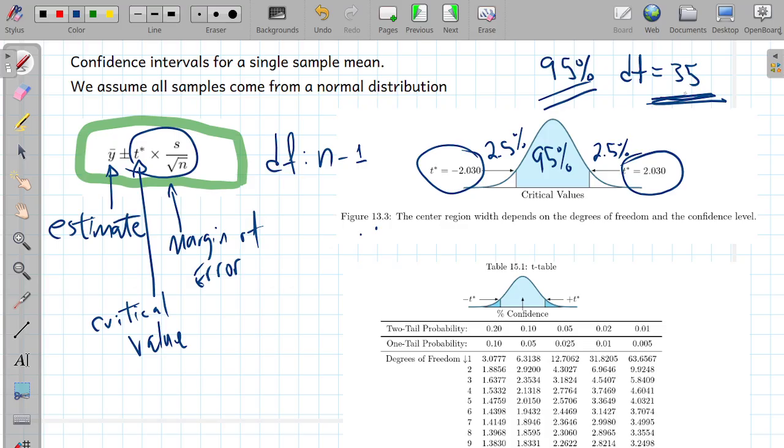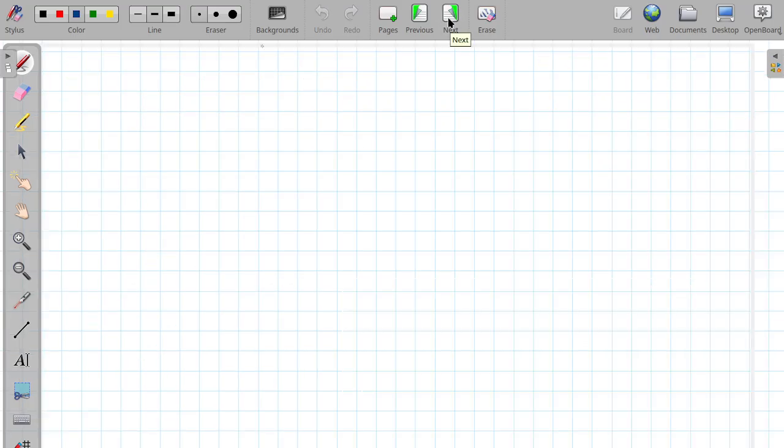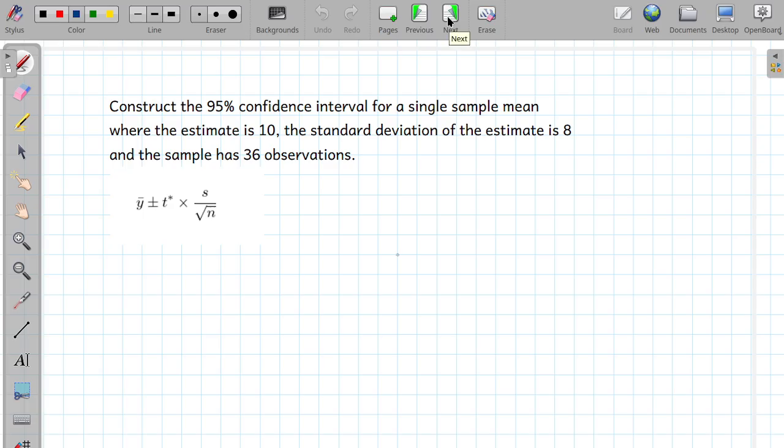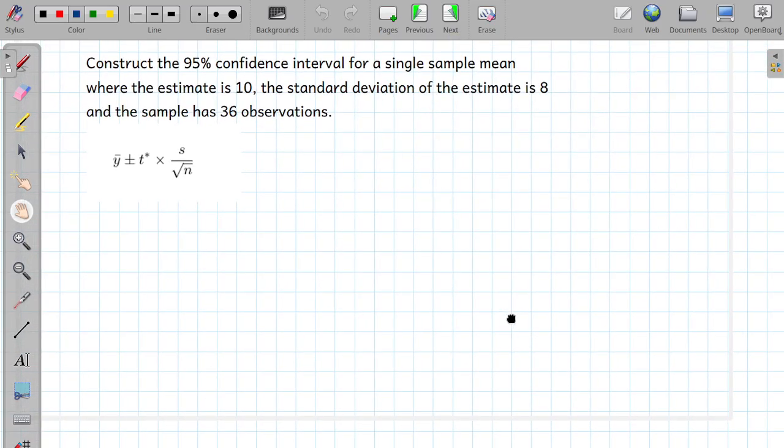Moving on to the next slide, this one I left blank in case I needed to do some doodling, so there's no big deal there. Now we have our first example today. Let's move this around a little bit.